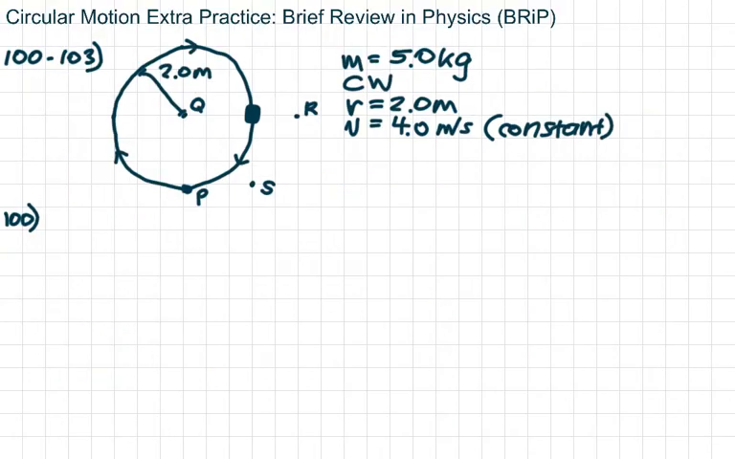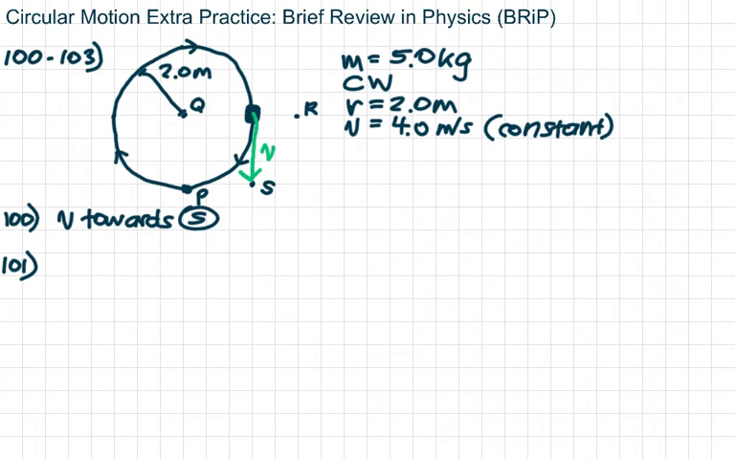Got a cart, another cart, moving in a circle at constant speed. So 100, which way is the velocity going? The circle is clockwise, so the velocity would be straight forwards, and that would be towards S.